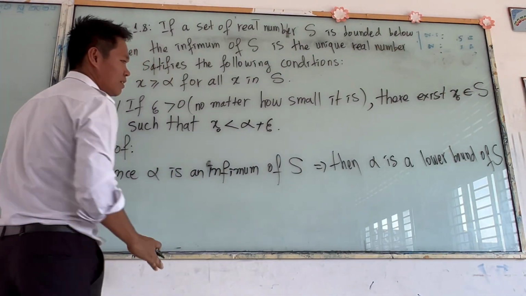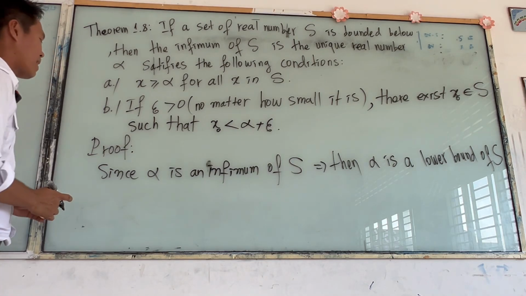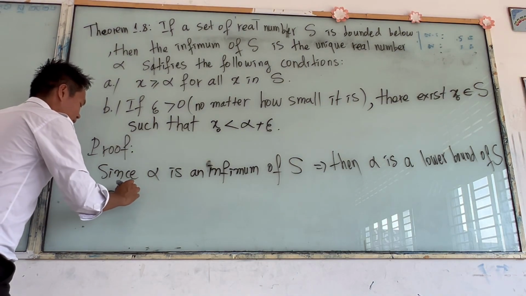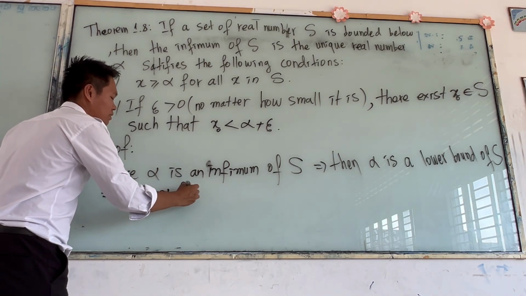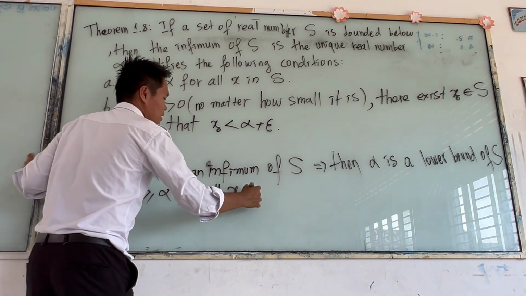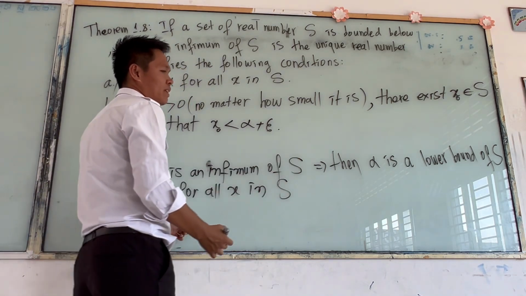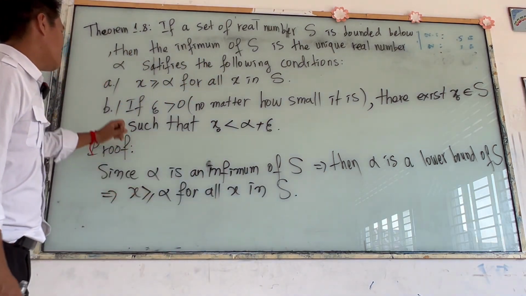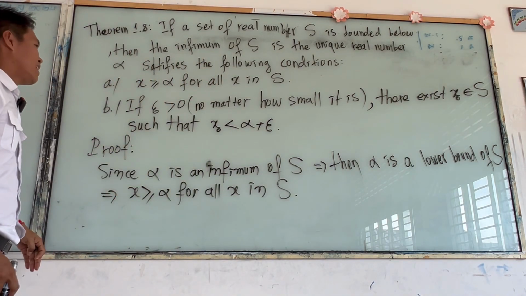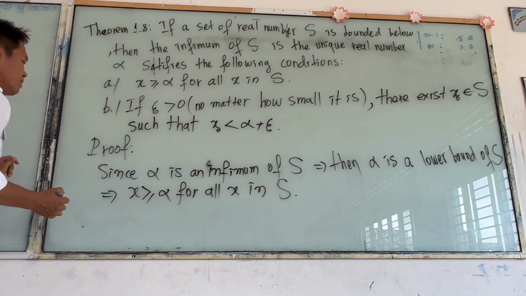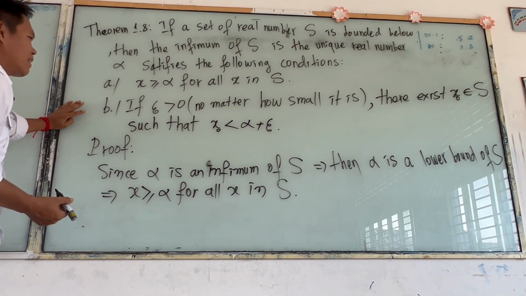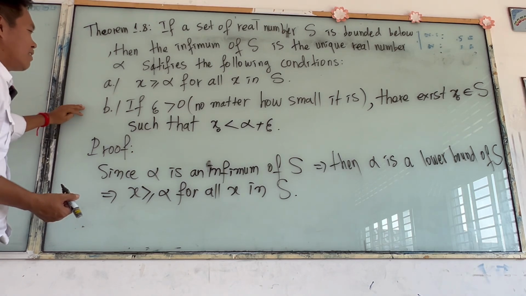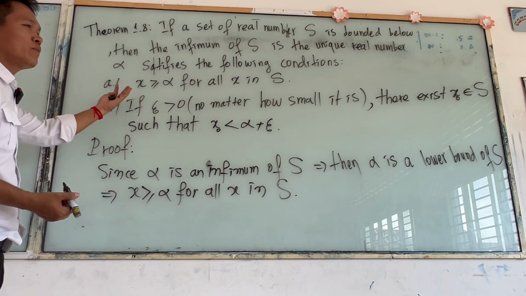And since alpha is a lower bound of S, by the definition of lower bound, you get x greater than or equal to alpha for all x in S. So alpha satisfies condition A. And now I will show that it satisfies condition B. And then I will show that it is the unique one, I mean alpha.